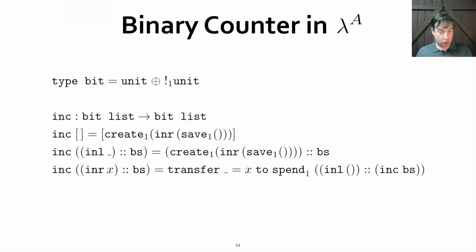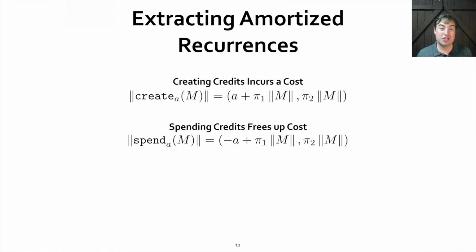So, all good, Lambda A can express the credit policy that we were looking for, but now we need to actually extract recurrences from it. But the recurrence extraction for Lambda A is actually quite simple. So let's briefly recall that the recurrence extracted from a term consists of a pair of the cost to compute the term along with its size. So since creating A credits incurs a cost of A, we just add A to the extracted cost, and dually we subtract A from the cost component when we spend.